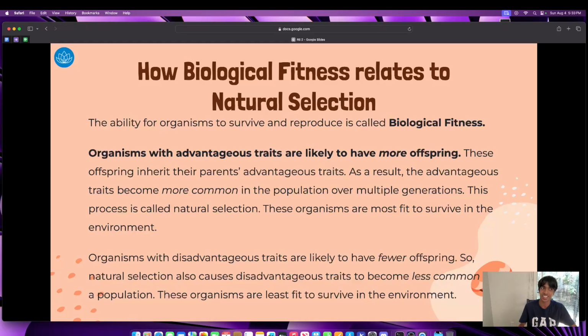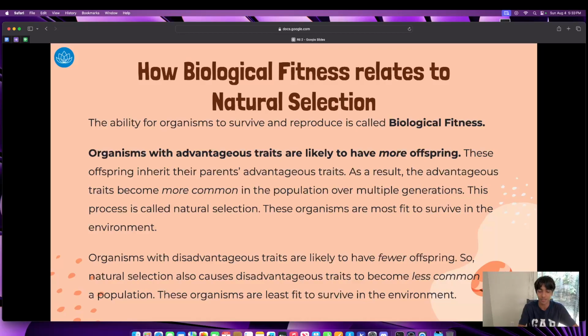So obviously you won't have a high percentage of genetic variation, or your gene type, in a population. Those disadvantageous traits become less common in the population, and the alleles, or versions of the gene, that the organism with the disadvantageous trait has make it get caught by predators, or it doesn't attract mates, which we'll learn about later. And thus these organisms are least fit to survive in the environment.